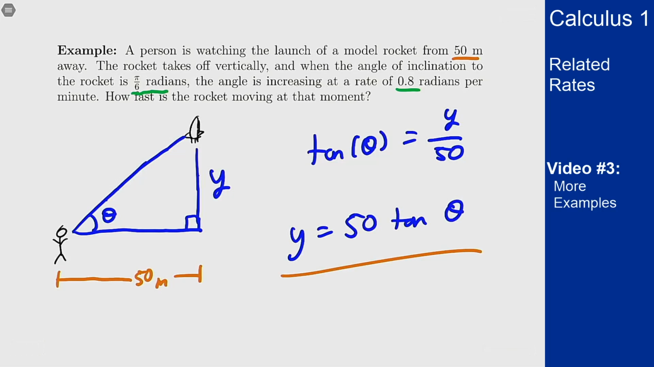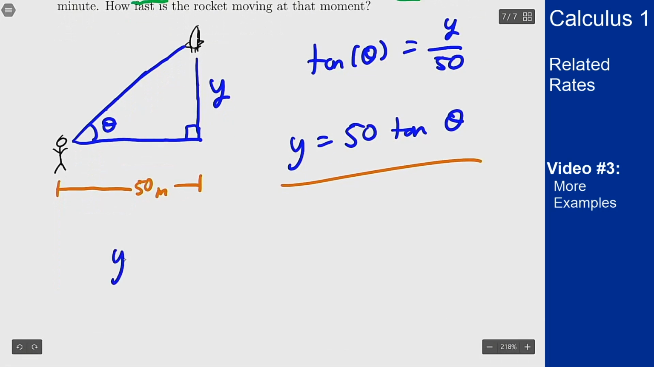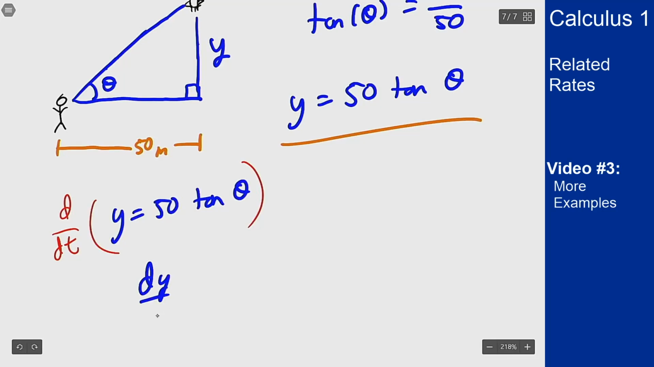If that 50 was changing, it would have to be a variable, and things get a little more complicated, but since it's not changing, we can do it just this way. Now, I want to differentiate this expression in t. So I have y equals 50 tangent theta. I want to differentiate in time. And if I do that, I get a dy dt on the left. And on the right, I get a 50, the constant, and the derivative of tangent is secant squared, and then times a d theta dt.